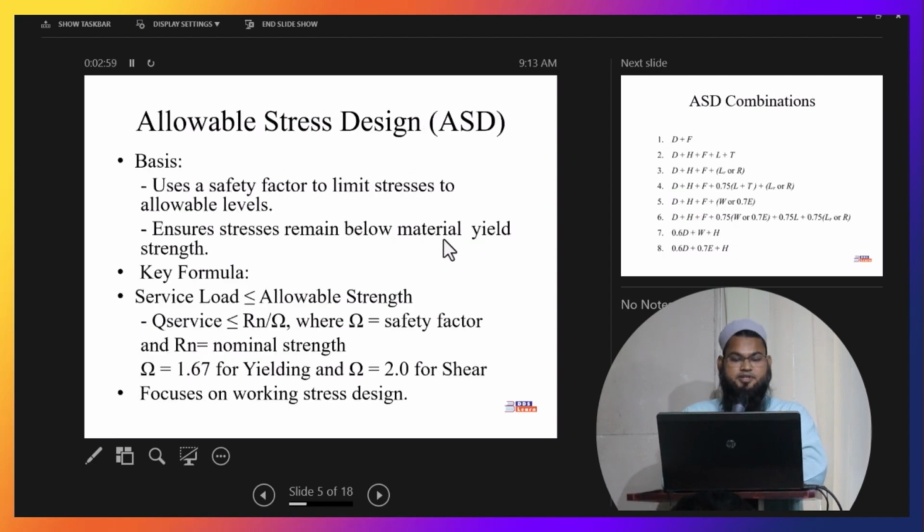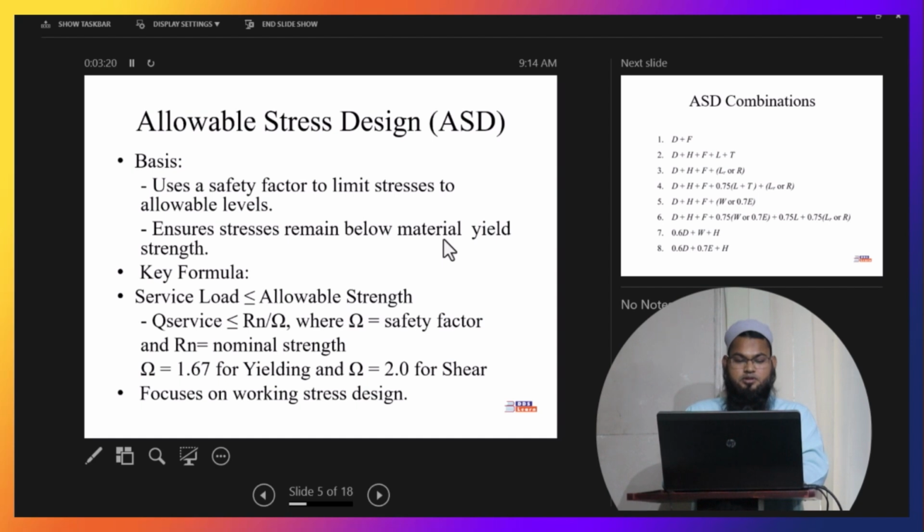Allowable Stress Design. The design basis uses a safety factor to limit stresses to allowable levels. It ensures stresses remain below the material yield strength. The key formula is: service load is less than or equal to allowable strength.